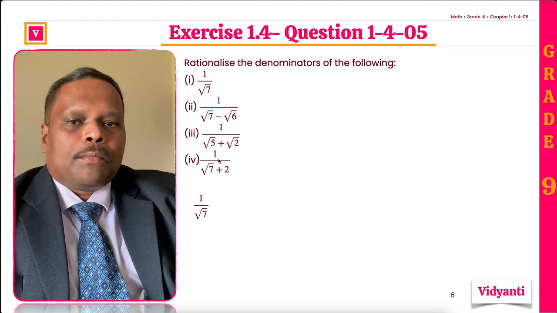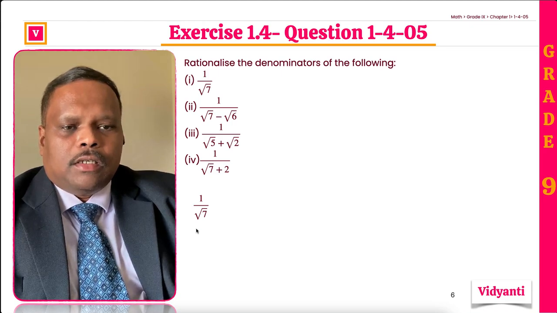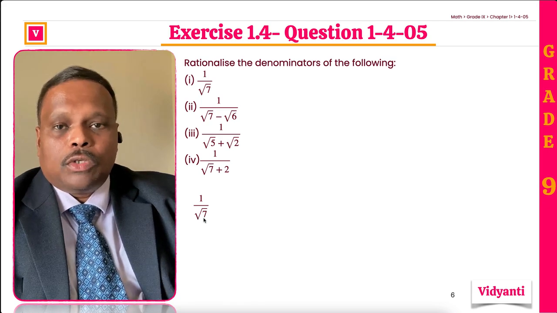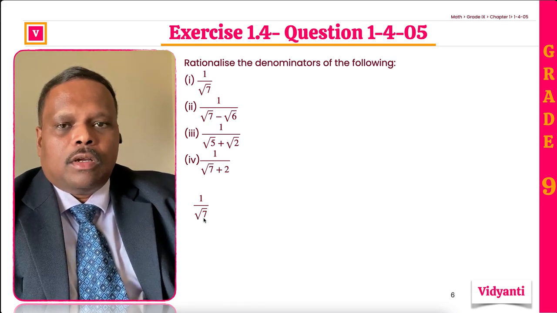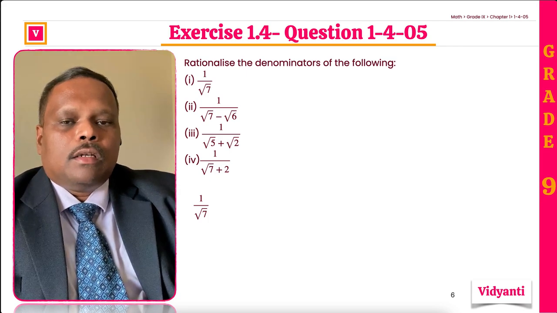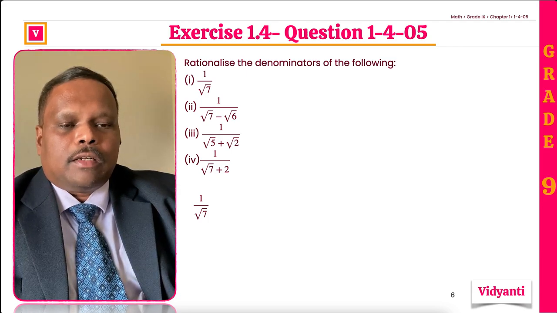So, the process of rationalization is basically we do not want an irrational number in the denominator. Here, root 7 is an irrational number. What is an irrational number? A number which cannot be expressed in the form p divided by q, where p and q both are integers, will be referred to as an irrational number.